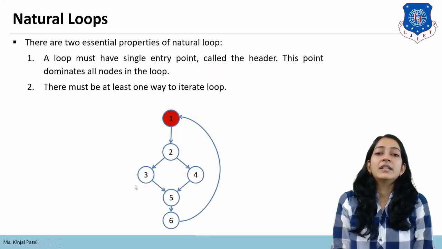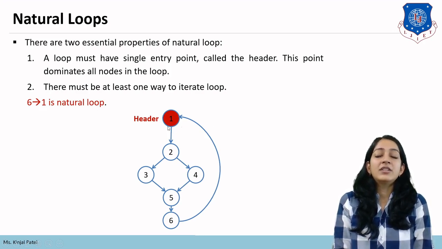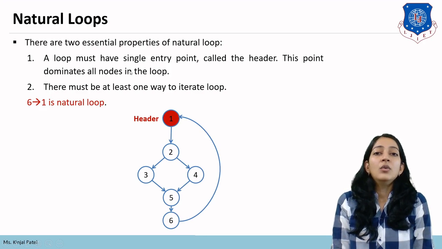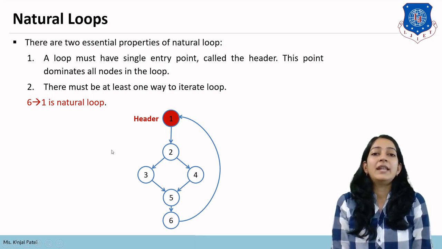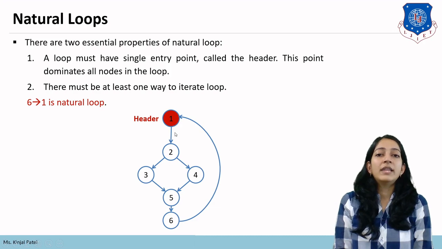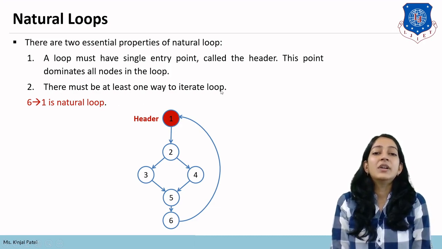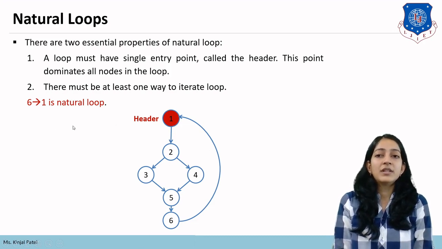So here is the graph. Here 1 is the header. Now 6 to 1 is the natural loop, because a loop must have a single entry point. Here 1 has a single entry point, which is the header, and this point dominates all the nodes in the loop, and there must be at least one way to iterate the loop. The one way to iterate the loop is 6 to 1. So that's why 6 to 1 is a natural loop.